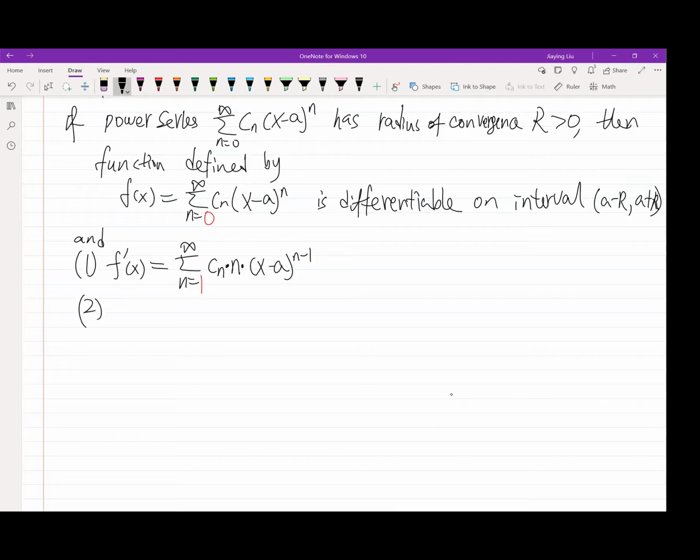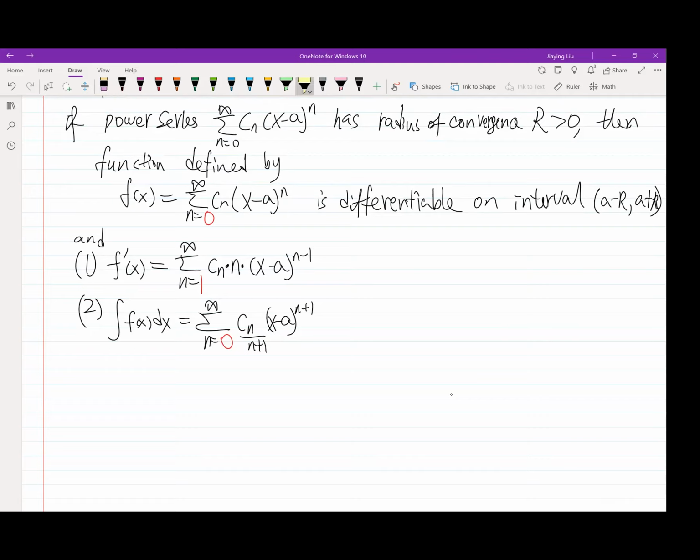And number two, if we try to integrate the function, so the integral of f of x dx, we can just integrate the x minus a to the n part. So that will become sigma n from 0 to infinity, Cn, and when we integrate x minus a to the n, we add 1 to the exponent, so n plus 1. But then we have to divide by the new exponent, so divide by n plus 1. Maybe I should put it here, divide by n plus 1. Doesn't matter where we put it.